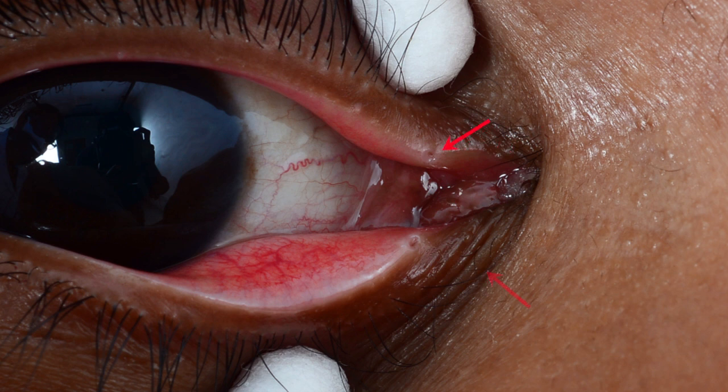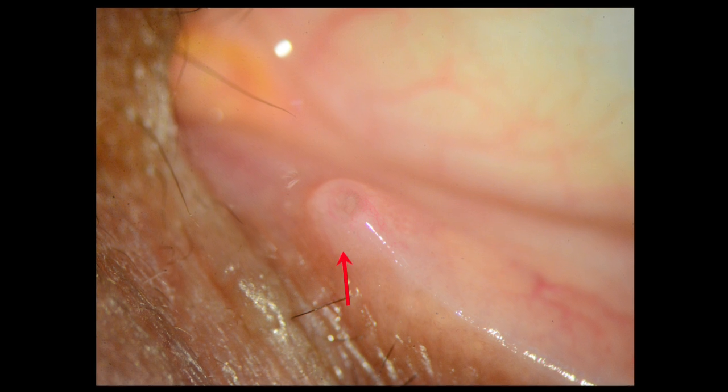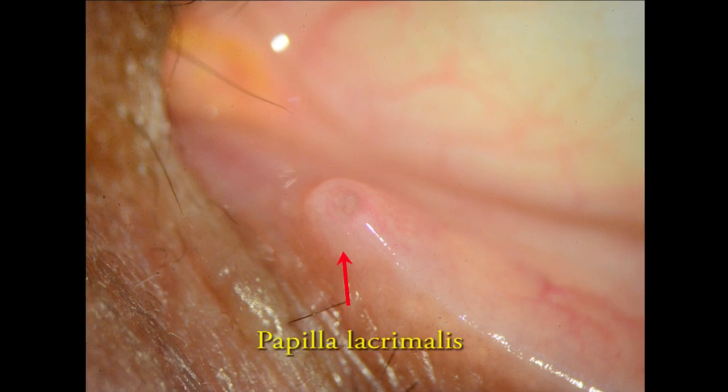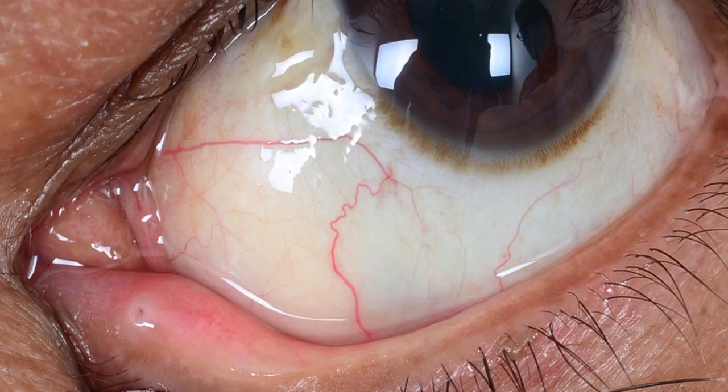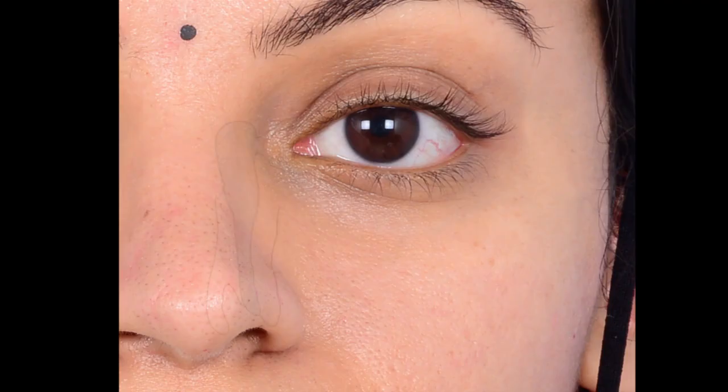Lacrimal puncta are small orifices situated on the summit of an elevation called the papilla lacrimalis that lies near the medial end of the eyelid margins at the junction of its ciliated and non-ciliated portion. Puncta are surrounded by a ring of dense fibrous tissue which keeps them patent.